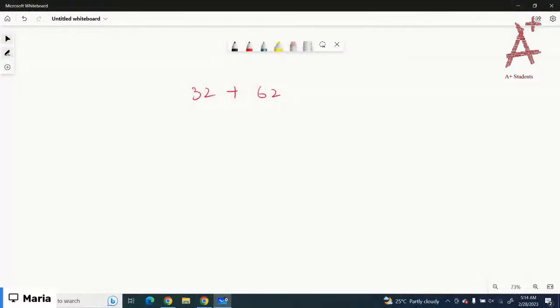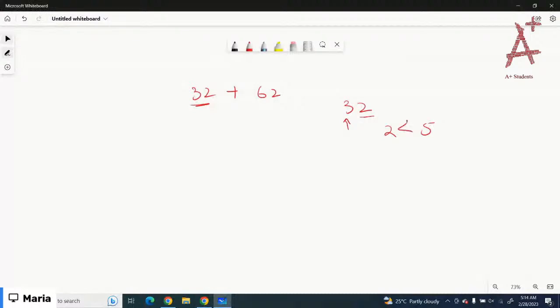Let's round off 32 to the nearest 10. 3 is at the tens position. The digit right next to 3 is 2. You have to compare this number to 5. Got it? So 2 is less than 5.